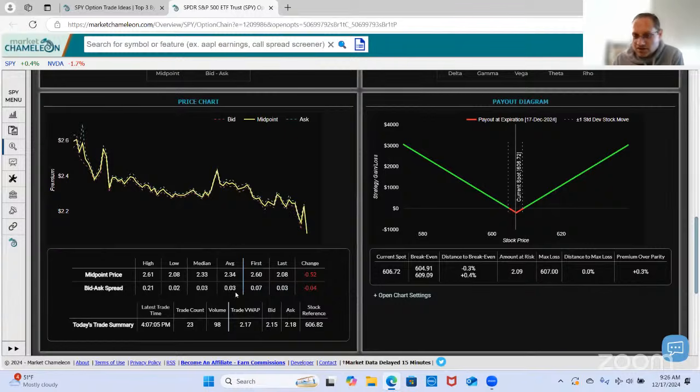So typically, it looks like the difference between the bid and ask is 3 cents, which is pretty liquid. That means the markets themselves are relatively narrow, the difference between where you could sell it and buy it.